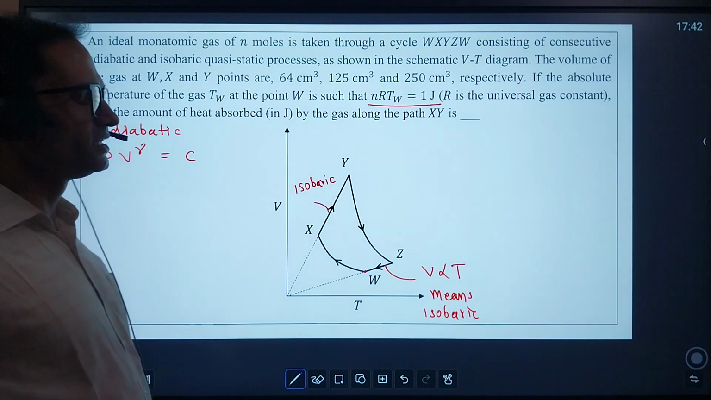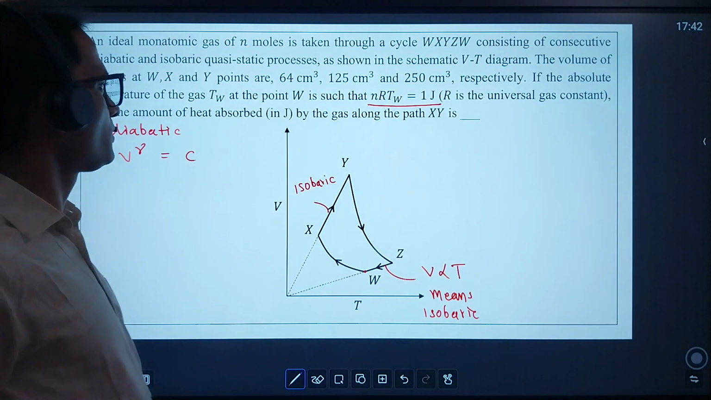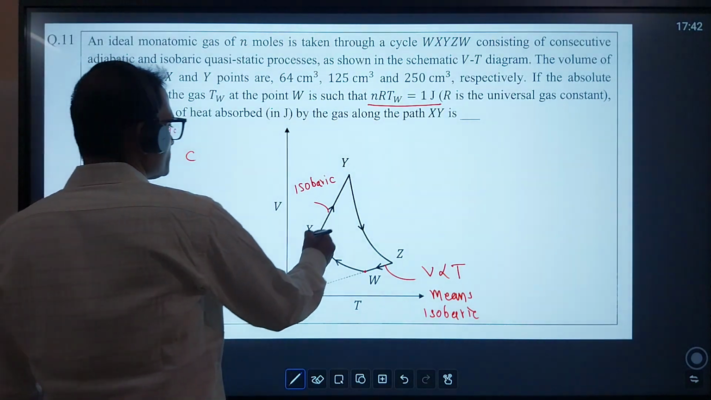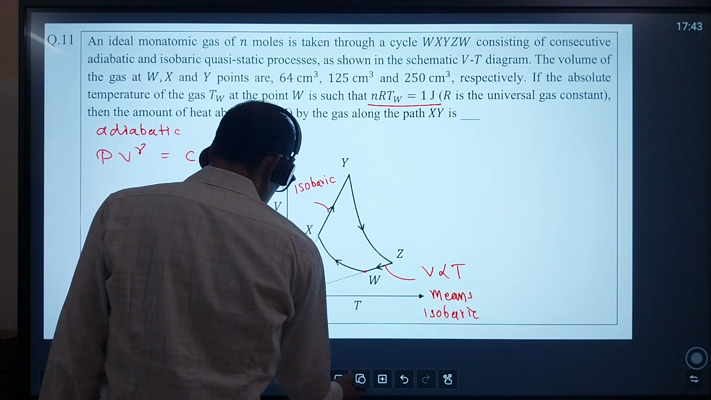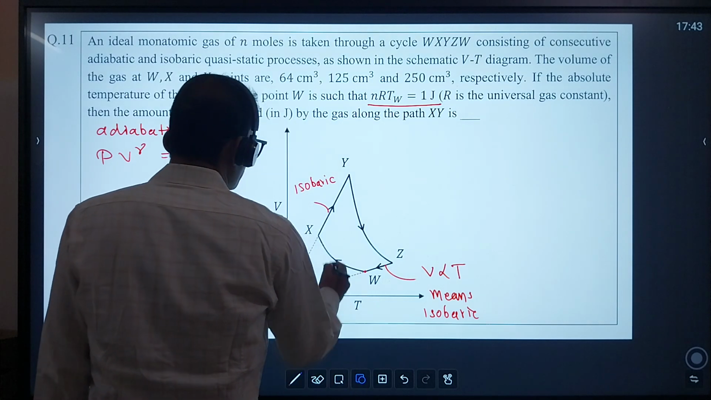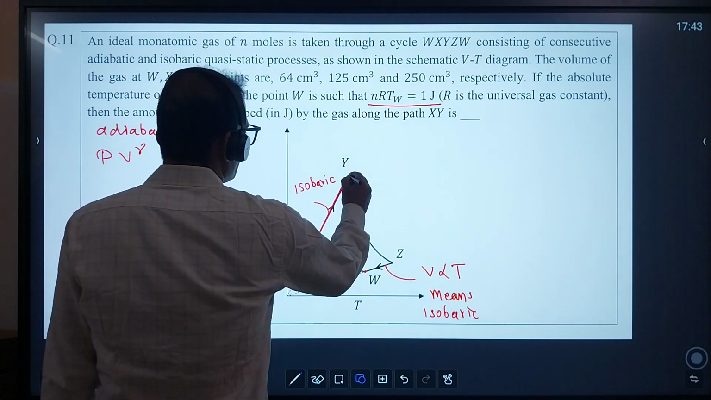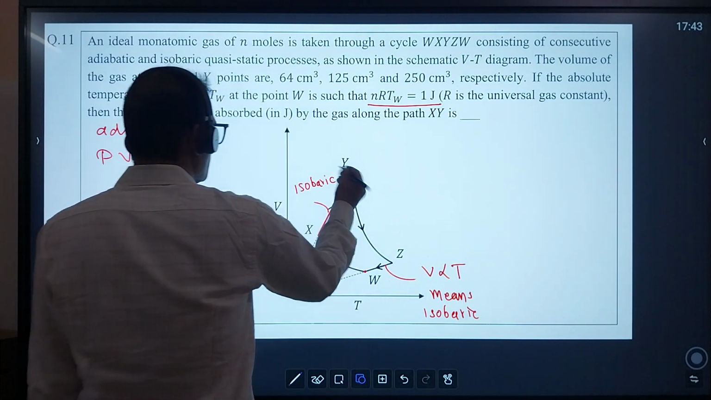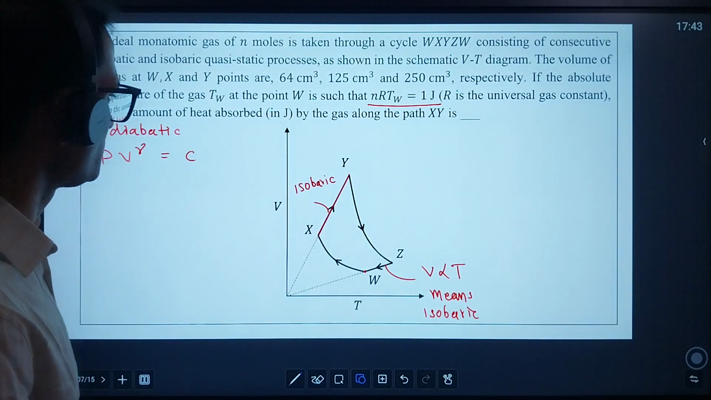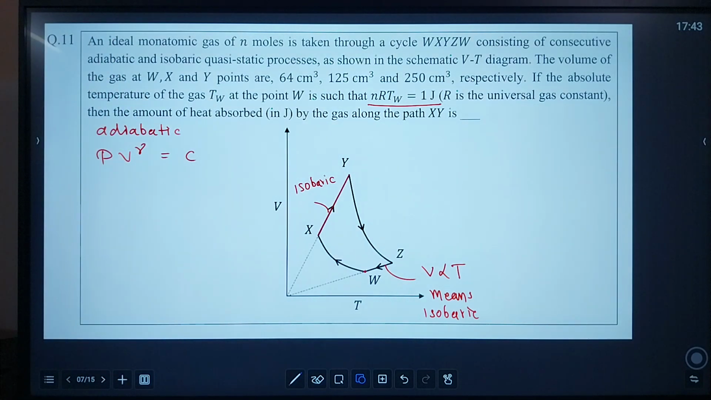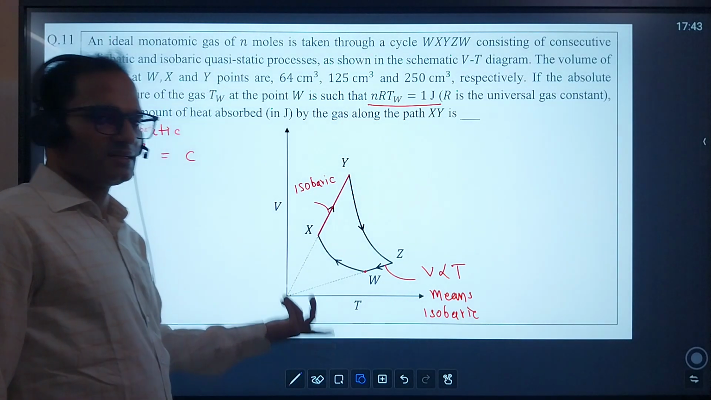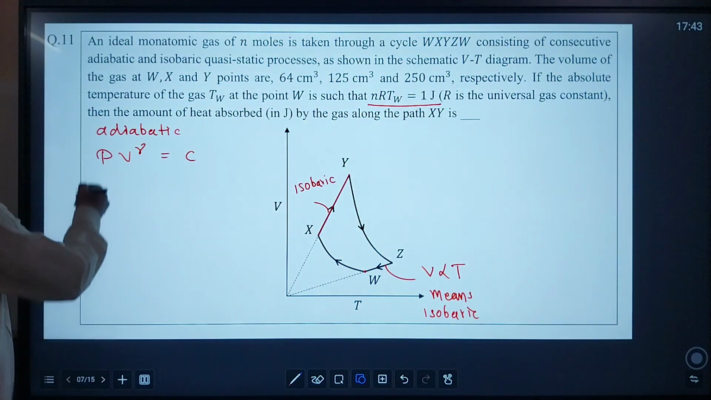Then the amount of heat absorbed along the path XY. So this is the isobaric path, and we have to find the amount of heat absorbed along this path. Let us confirm whether these are adiabatic or not. Actually we will need it.